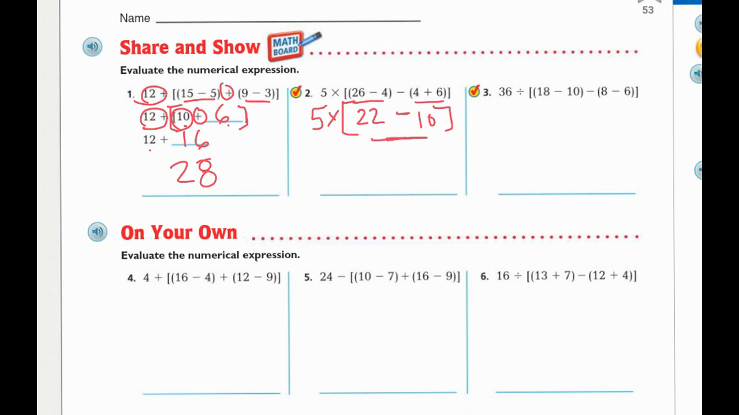So now I'm going to do what's inside the brackets. 22 minus 10, which is 12. And again, I need to bring down my 5 times. And 5 times 12 is 60. So my answer is 60.